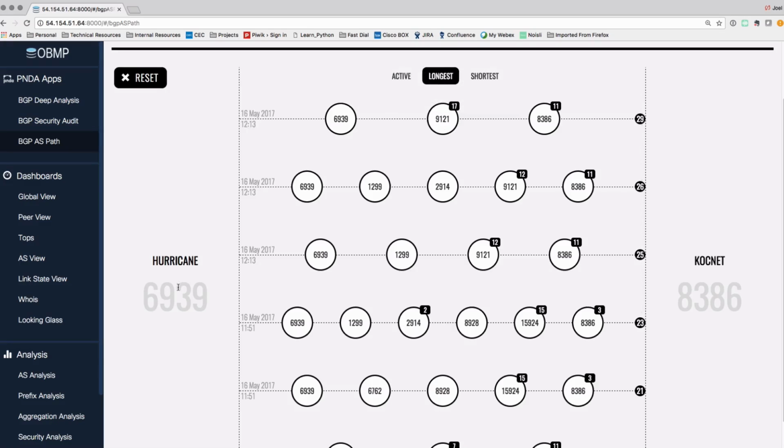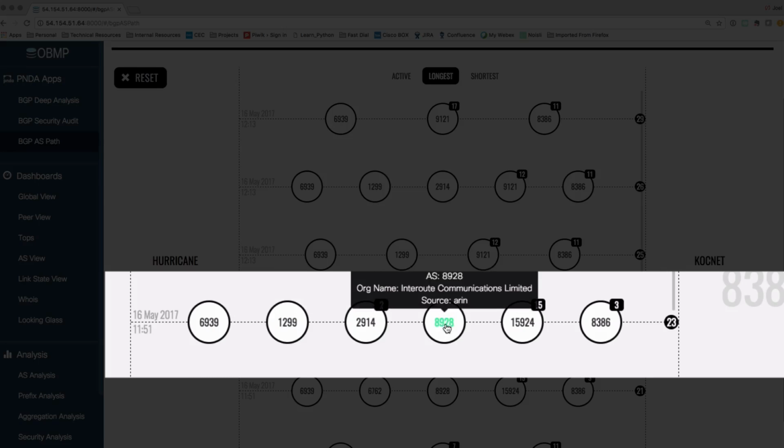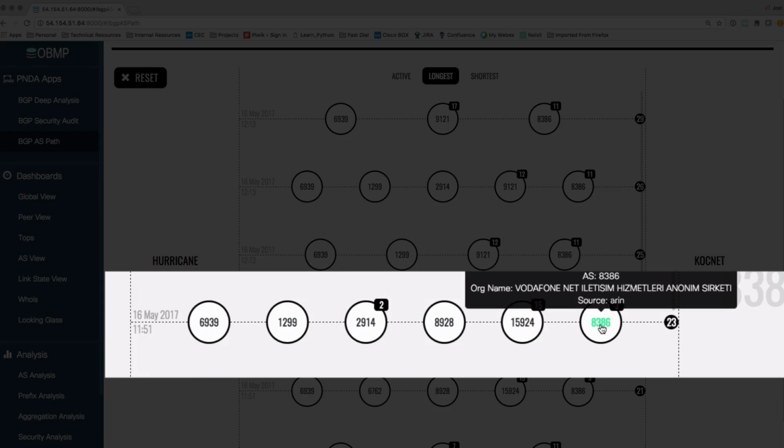We can take a look at a particularly interesting AS path. Here we can see the hop by hop, and this includes an AS that's prepending 15 times.